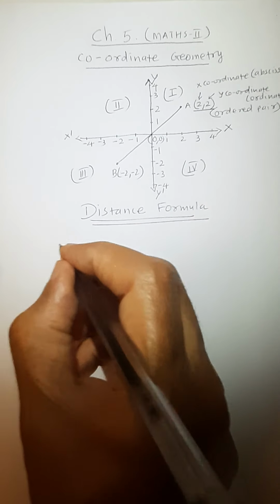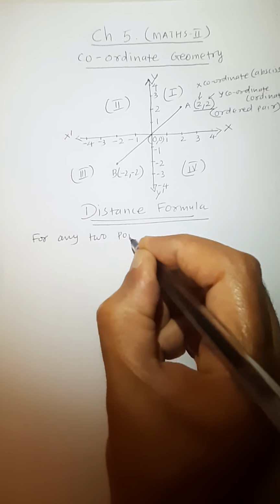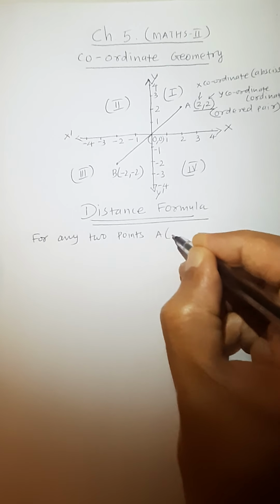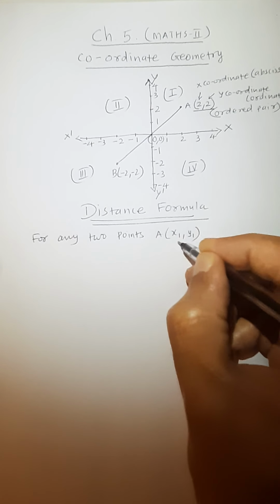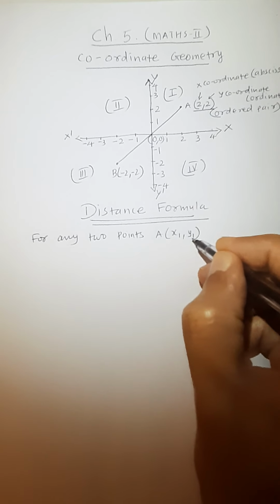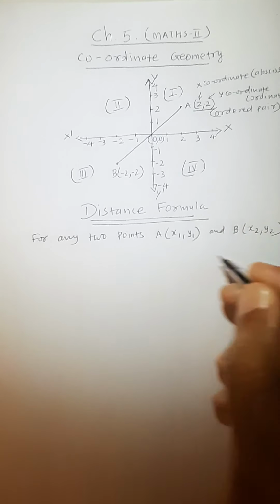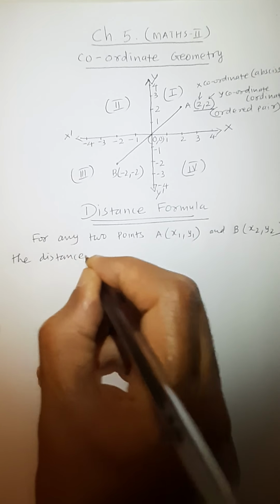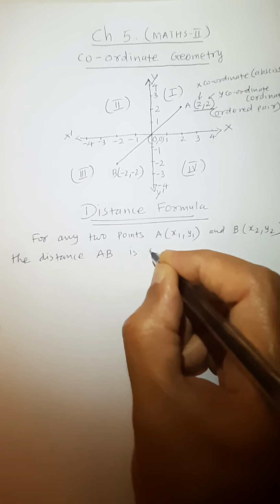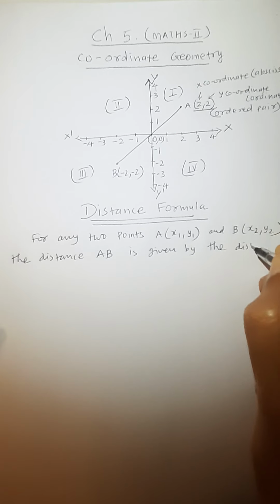Now what is the distance formula? For any 2 points, as we have taken here, say A, let us generalize it, x1, y1. The location of the point is shown by an ordered pair, and here I have written the ordered pair as x1, y1, and B, x2, y2. For any 2 points A and B, the distance AB is given by the distance formula, which is as follows.